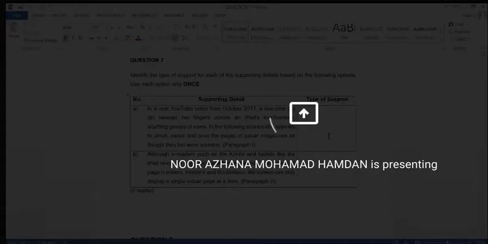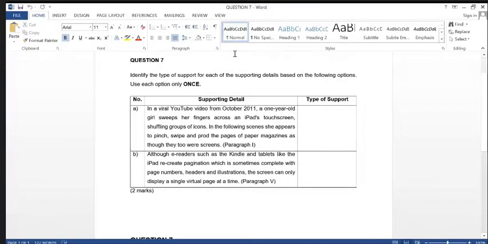Okay, now I am moving to question number 7. Okay, inshallah we will have some time for Q&A. Yeah, alright. Question 7 is still on type of support, but a different format. Okay, so they just give you the sentence, right? Okay, and then they ask you what is the type of support. So there's no choice given up there. You just have to come up with the type of support.